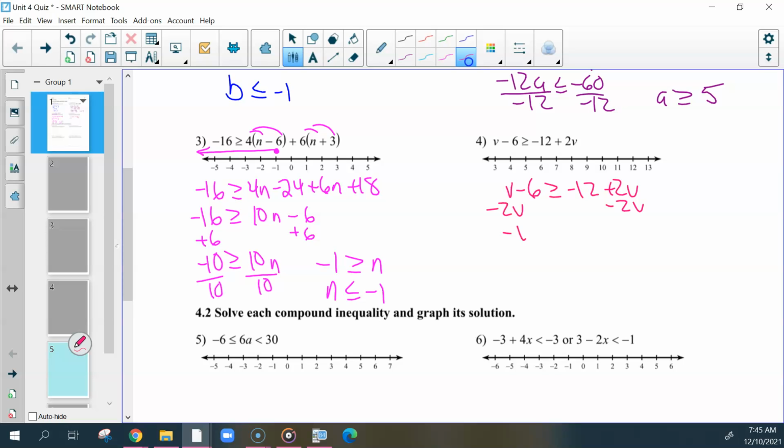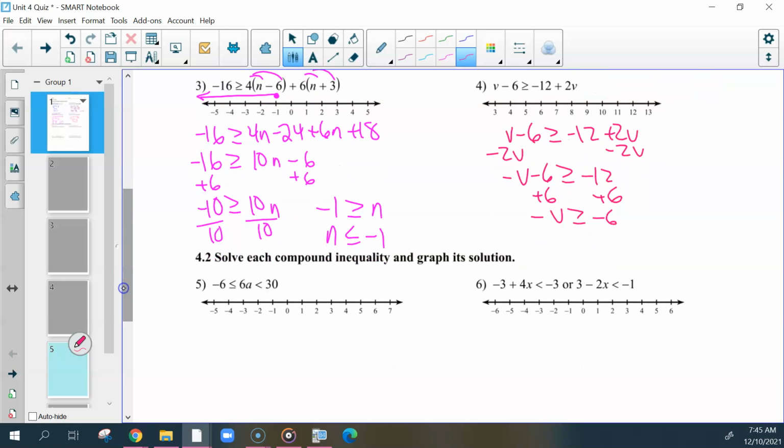that would give us negative v minus 6 is greater than or equal to negative 12. Add 6 to the other side. We get negative v is greater than or equal to negative 6. Then we can divide both sides by negative 1. And v is now less than or equal to 6. So that would again be a closed circle.